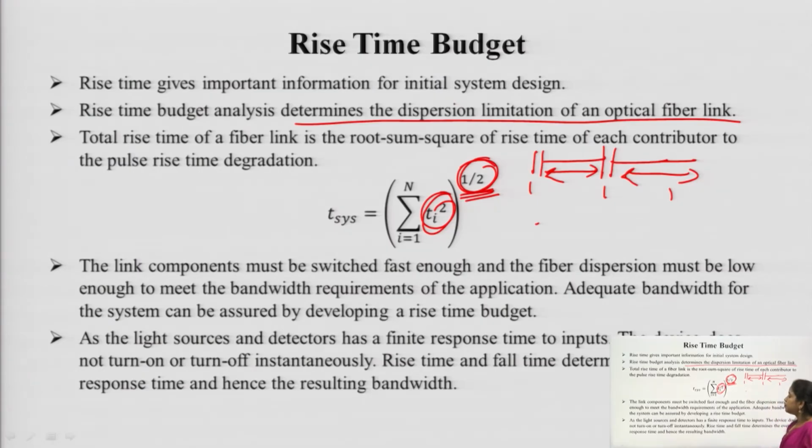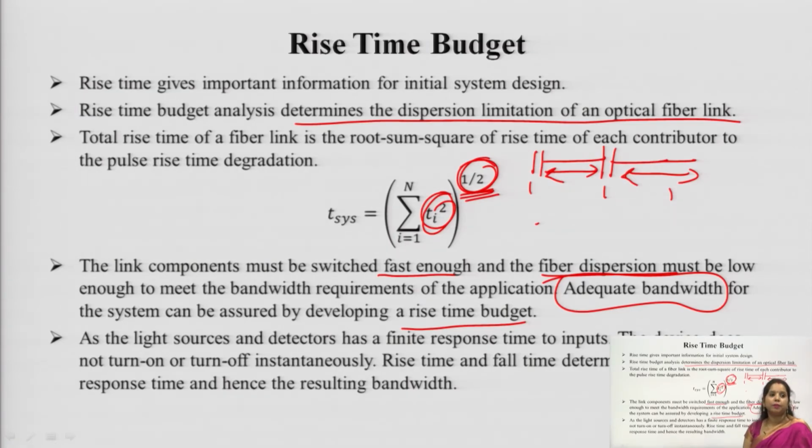The link component must be switched fast enough and the fiber dispersion must be low enough to meet the bandwidth requirement of the application. So, in this case, for meeting the bandwidth requirement of the application, the link components must switch fast and the fiber dispersion must be low. Adequate bandwidth for a system can be assured by developing a rise time budget. So, what is the importance of the rise time budget analysis? For getting the adequate bandwidth for the system which we are going to design.